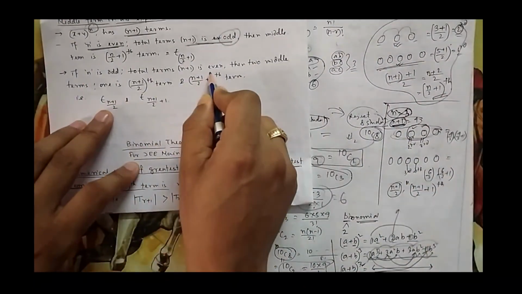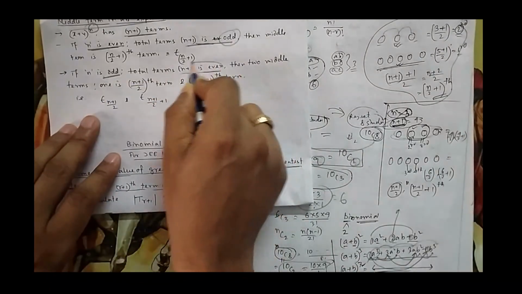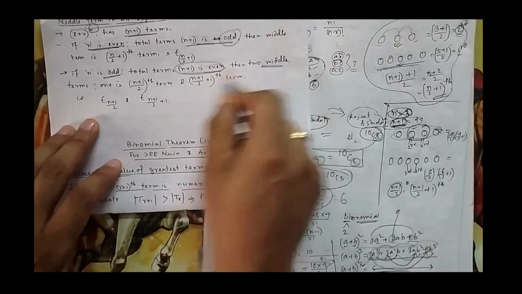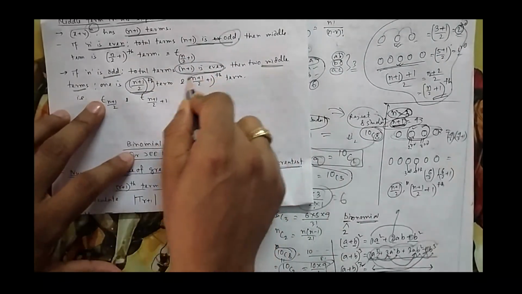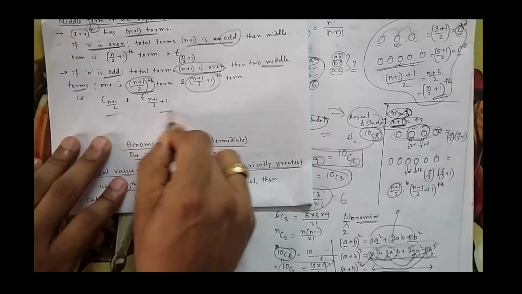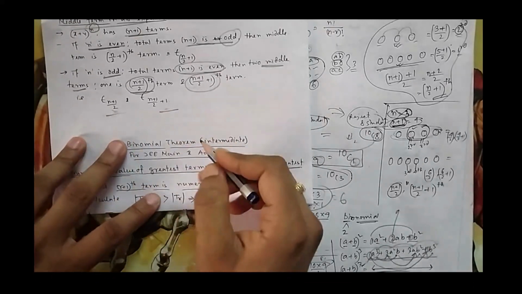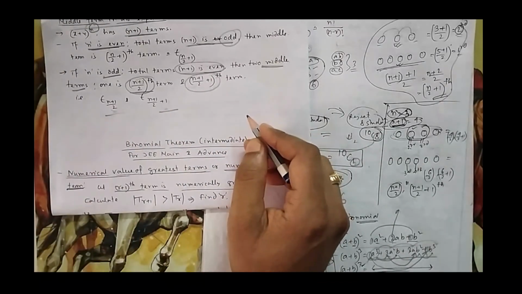So if n is odd, then your total number of terms becomes even, and in that case you have 2 middle terms, not a single one. One will be n plus 1 divided by 2 and another will be divided by 2 plus 1. So these 2 will be your middle terms. You can calculate them using the general formula. So this is all about your basic theorem.